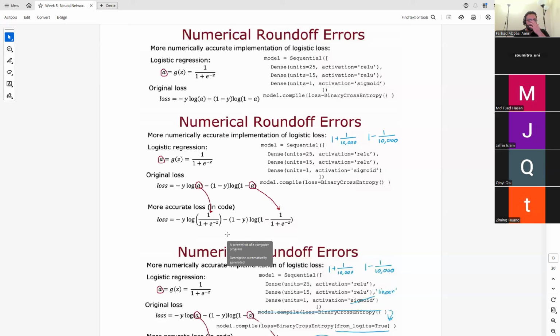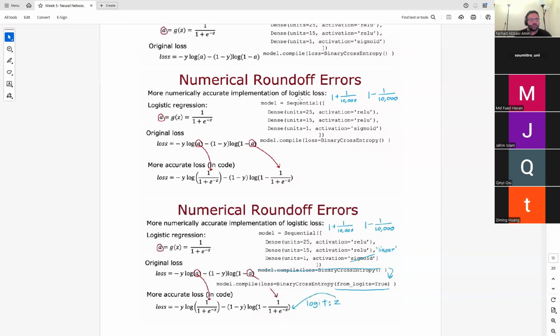To do so in your code, take a look at this part. We are just talking about logistic regression, binary classification, not multi-class. For binary classification, the model is sequential of 3 layers, the last layer, the output layer, has sigmoid activation, and the rest are ReLU. And then you compile the model using this binary cross entropy loss function.